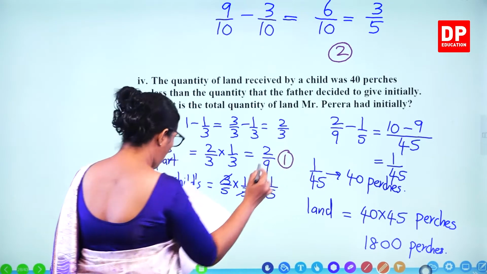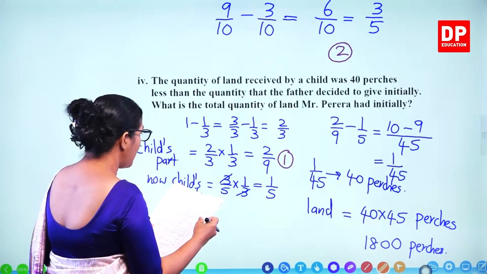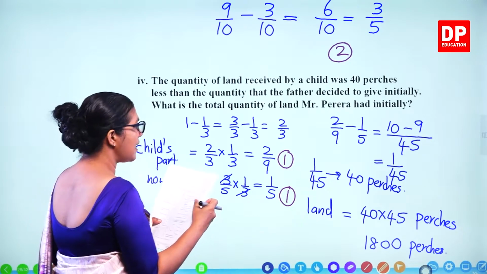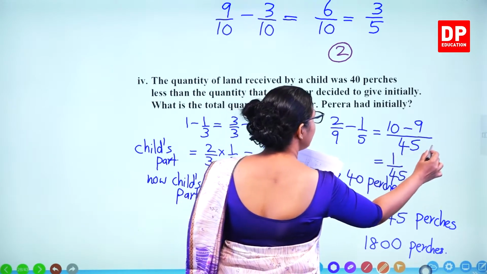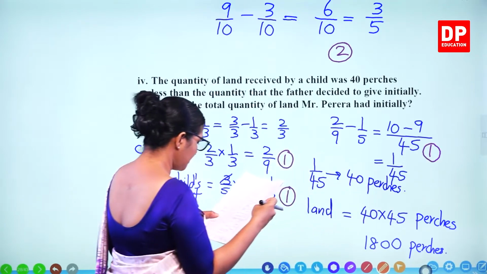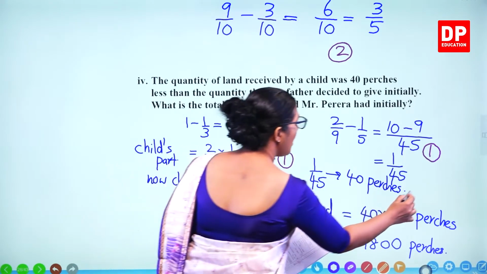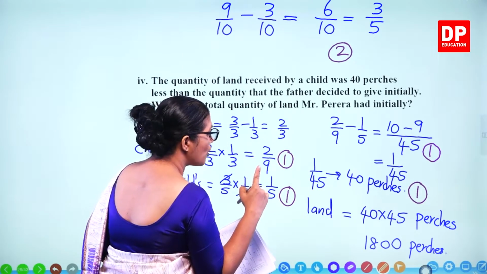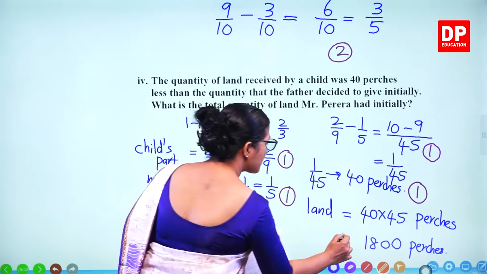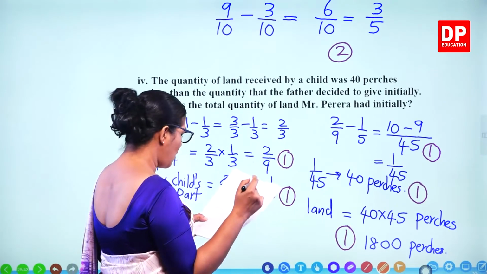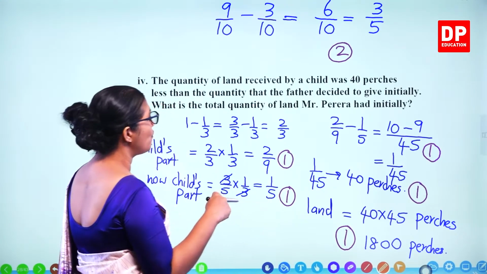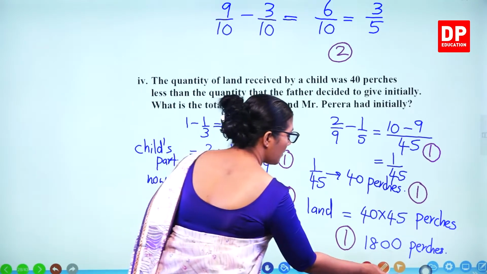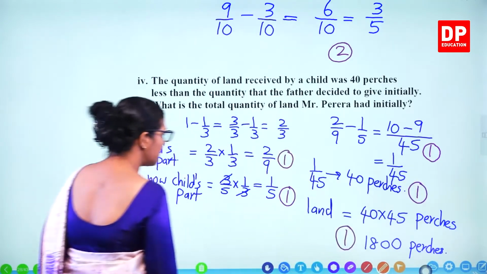This one, 1 mark, 2 over 9, and 1 over 5, 1 mark. And taking the difference, 1 mark. And 1 mark for finding this one, 1 over 45. And then last answer, 1 mark. 1, 2, 3, 4, 5. 5 and 5, 10 marks for this question. Now let's take the second question.